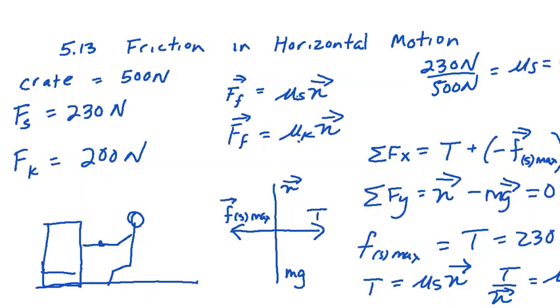Put you on pause, clear my drawing space. And we're going to go through the same procedure for the kinetic friction. So from the other one, we know that mu K is going to be equal to Fk divided by N. So we've got 200 newtons.